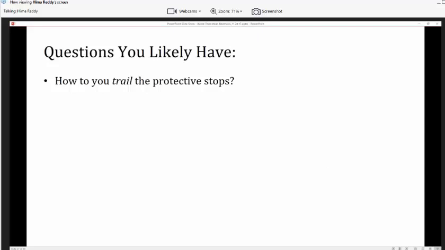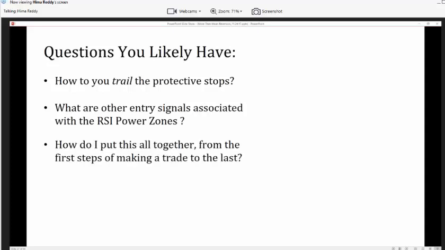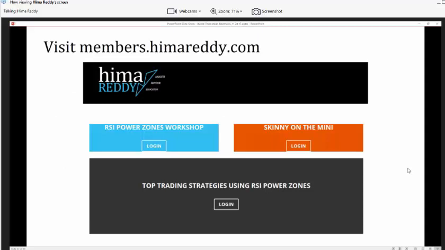When the market is actually moving up and away from your trade in a good way, how do you trail it and protect the profit? What about entry signals associated with RSI power zones? There's not just this, and there's not just the divergences. There's several more. How do I put this all together from the first steps of making a trade to the last? Well, to put all that together, you can take a second, guys. You can just go to this page and see for yourself.